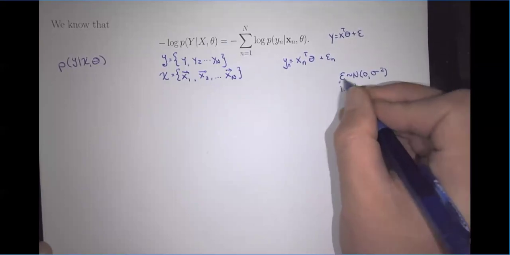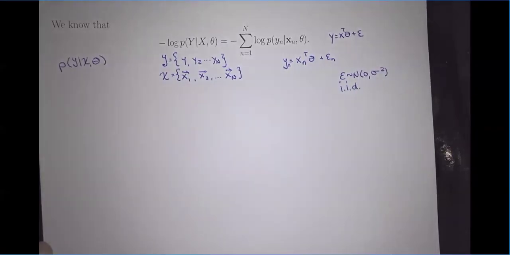Meaning that there's no relation between errors, right? Each xn yn pair is independent, and the errors all come from some sort of normal distribution.